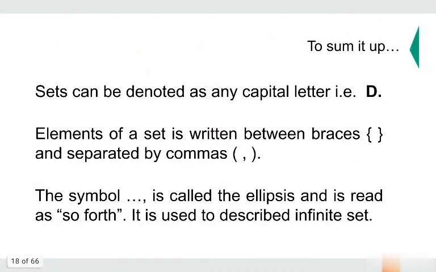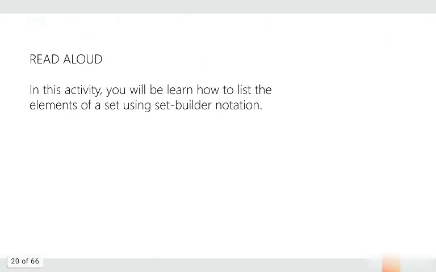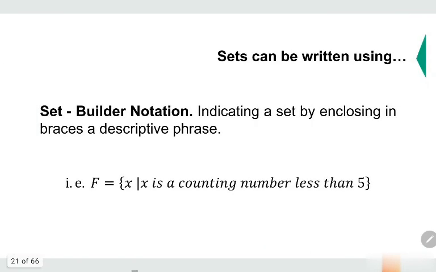So, to sum it up, set can be denoted as any capital letter, D, for example. But again, there are certain capital letters na meron ng particular assignment. For example, N, that's for natural numbers. Elements of a set is written between braces. These are braces and separated by commas. And you can use ellipses if it's impossible for you to list all of the elements of that particular set. So you see there are a lot of conventions, diba? Read aloud. In this particular example, we now have to learn about set builder notation.